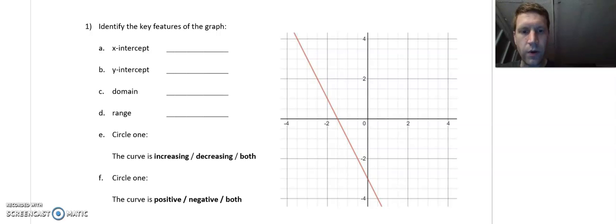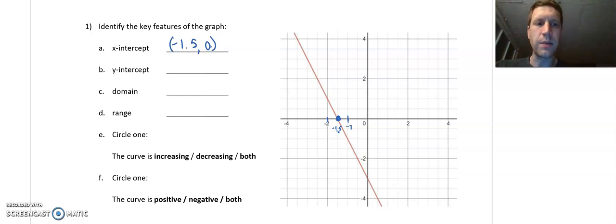X-intercept. We know X-intercepts, right? It's where we hit the X-axis. And we have to do a little bit of thinking on this one. If this is -2, that took 4 boxes, right? So this one must be -1. That looks like -1.5, right? 1.5.